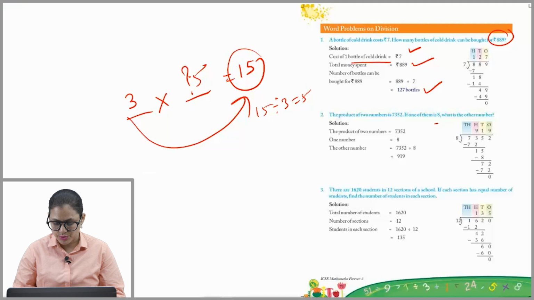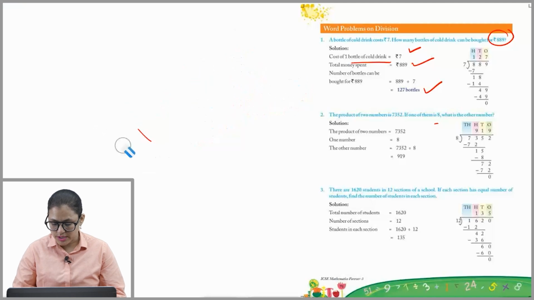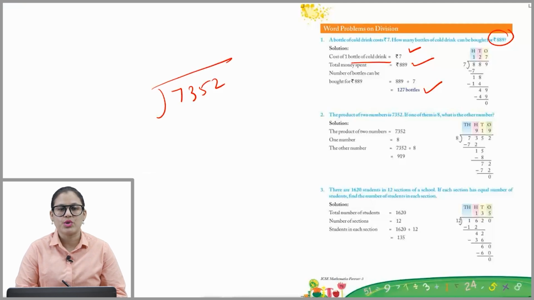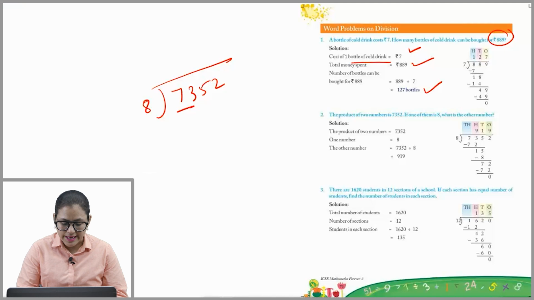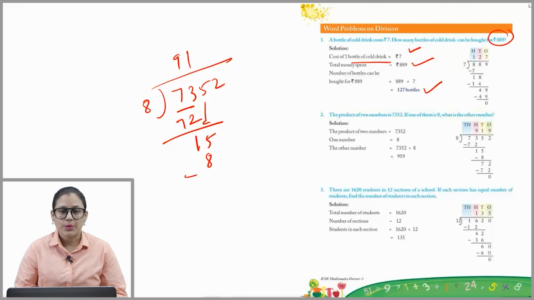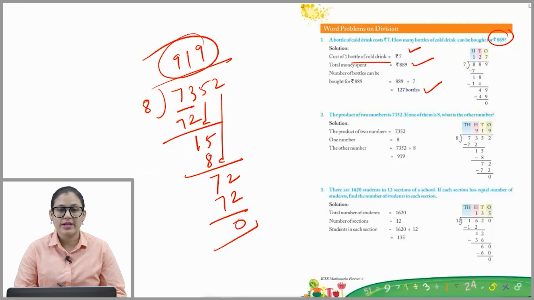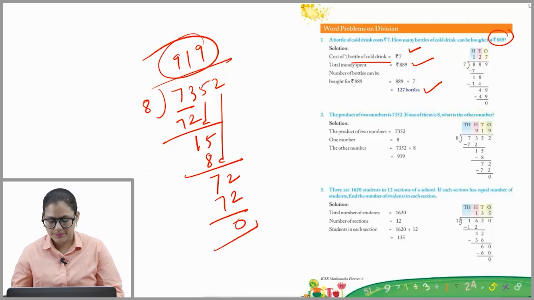Similarly, in this case also, what will you do? Product is given which is 7,352, and one of the numbers is given which is 8. So we have to find the other one. Let's divide it. 8 nines are 72. 3 minus 2 is 1. Then bring down 5. 8 ones are 8. Okay. 15 minus 8 is 7. Then bring down 2. 8 nines are 72. Okay, so 919 is the other number, right?